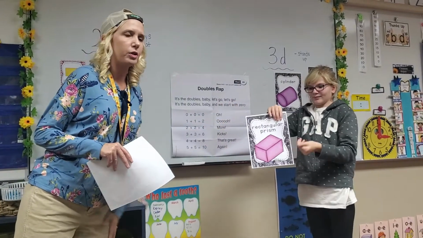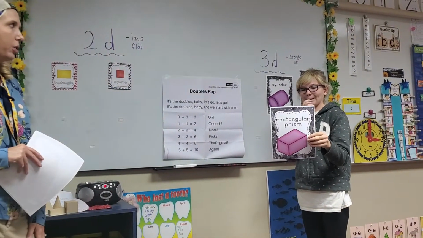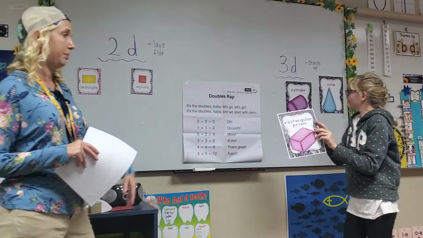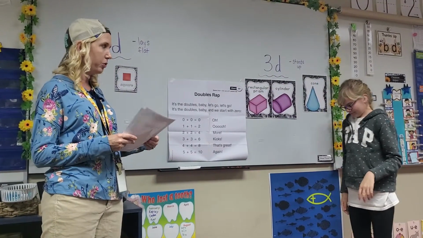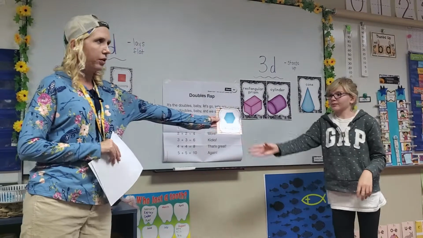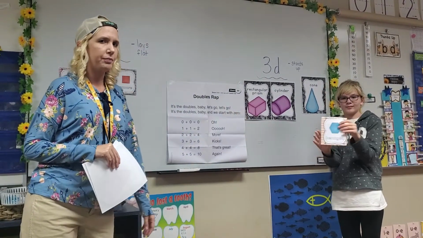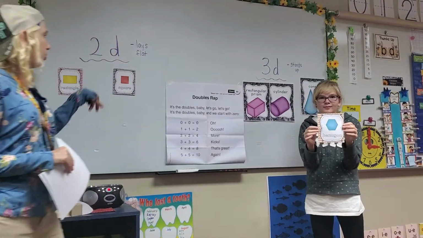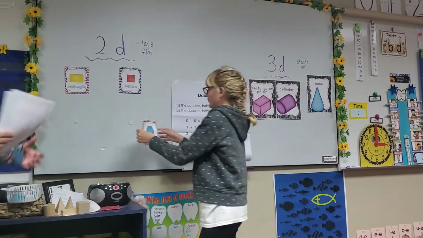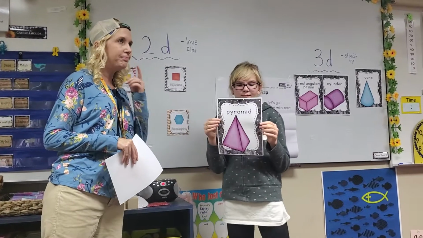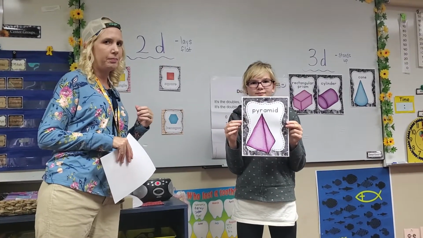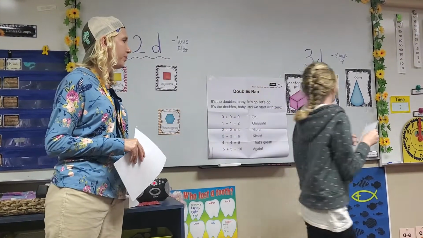Rectangular prism. Where do you think that one goes? 3D shape? Good job, because that would stand up. That's one of our pieces over here I showed you. Okay, next one. How about the hexagon? What do you think? 2D shape? Good job. How about a pyramid? Think about that one. Which one do you think? 3D shape. Good job.